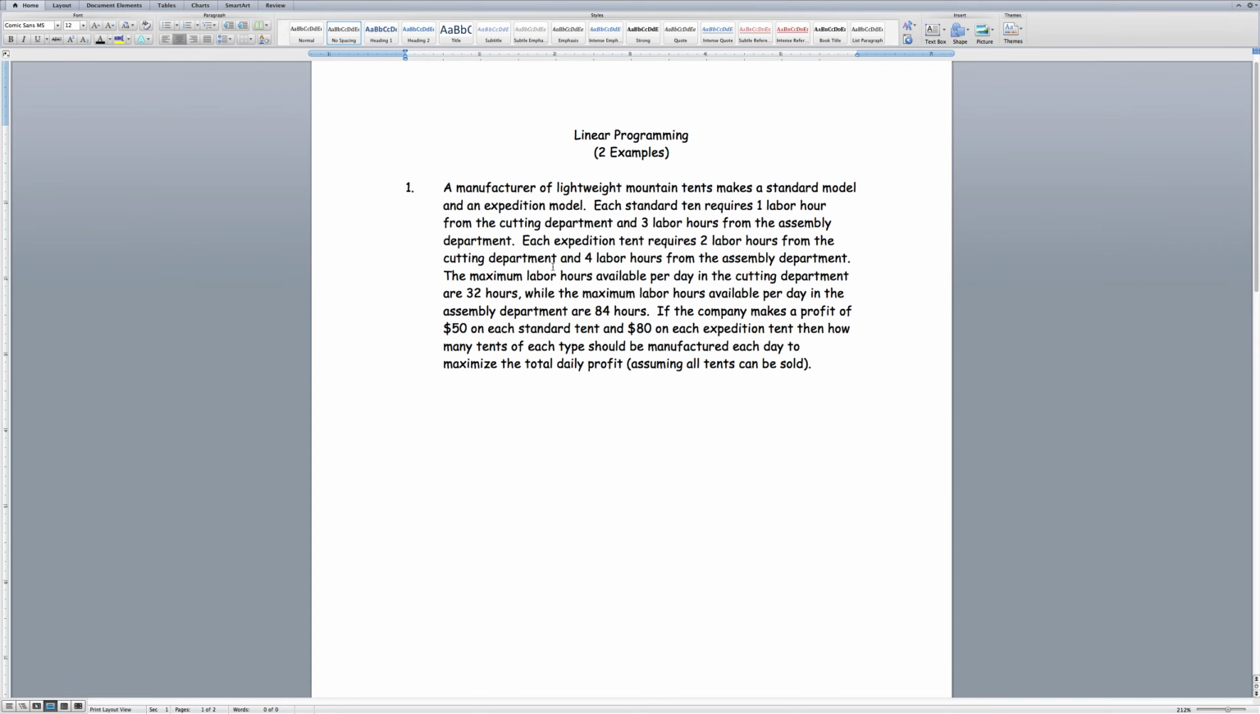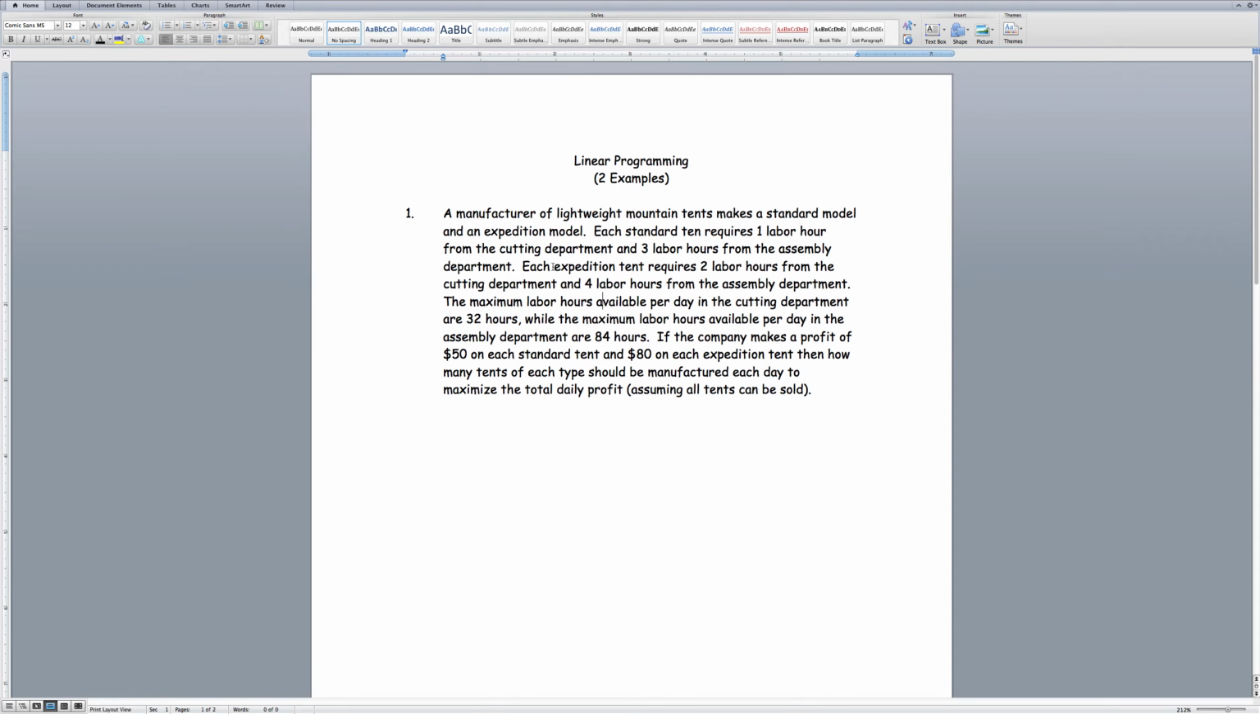Okay, anyway, the first example says a manufacturer of lightweight mountain tents makes a standard model and an expedition model. Now, just like I do in systems of linear equations, I want to go to the last line, last sentence, and read backwards. So if I go to the last sentence here, it says if the company makes a profit of $50 on the standard tent and $80 on the expedition tent, how many tents of each type should be manufactured each day to maximize the daily profit.